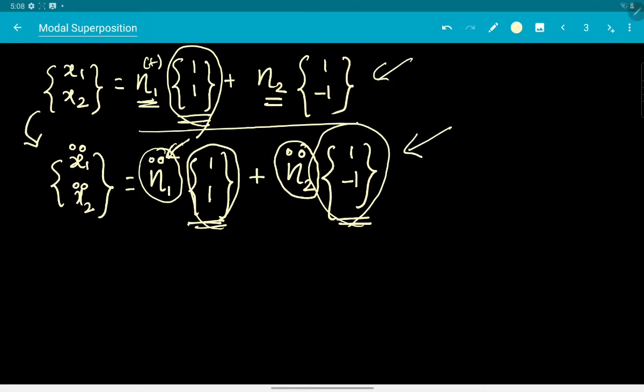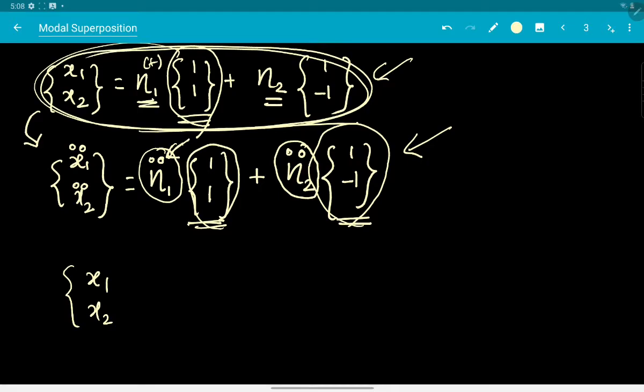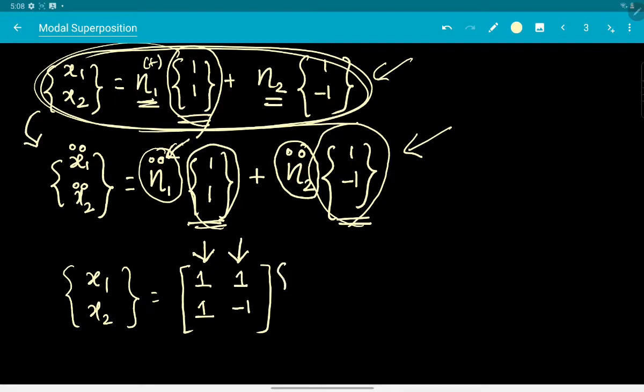Now I'll write these two equations, the displacement equation and the acceleration equation, in a slightly different fashion. Let me write down the displacement equation first, the one that I have written. What I'll do is arrange these mode shapes in columns. The first column represents the first mode shape, which is 1 1. The second column represents the second mode shape, which is 1 minus 1. And this is a matrix, not a vector, formed by all the mode shapes.